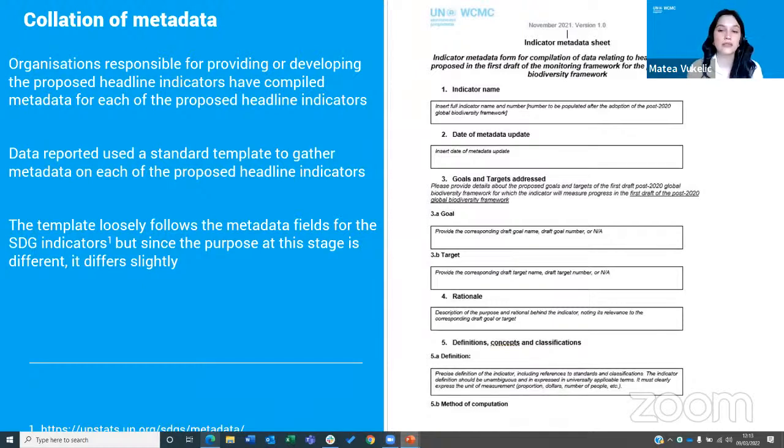We have sent this template to the organizations responsible for providing or developing these proposed headline indicators in the current draft. This template is loosely based on the template used to gather information on indicators used to measure progress towards sustainable development goals. But we have adjusted this template according to our aim, which was to gather as much information as possible to aid in the upcoming processes for developing the post-2020 Global Biodiversity Framework. Next slide, please.